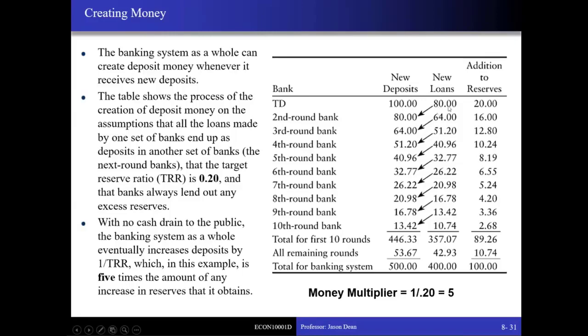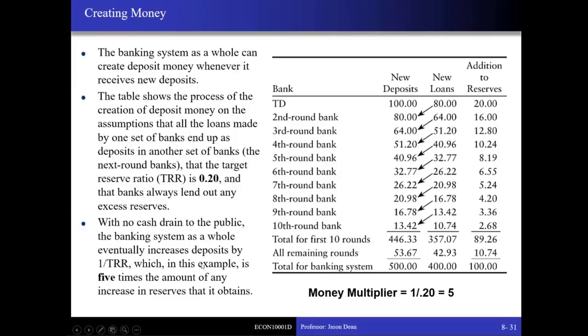So now there's a new loan of $80, and that somehow gets deposited into another bank. A customer here at TD Bank got a new loan for $80, then spent it somehow, and whoever they bought from now has that money and deposits it into the second bank. This bank now has a new deposit. They only want to keep 20% and loan out the rest. This second bank loans out the rest, the $64, which somehow is going to be deposited at another bank.